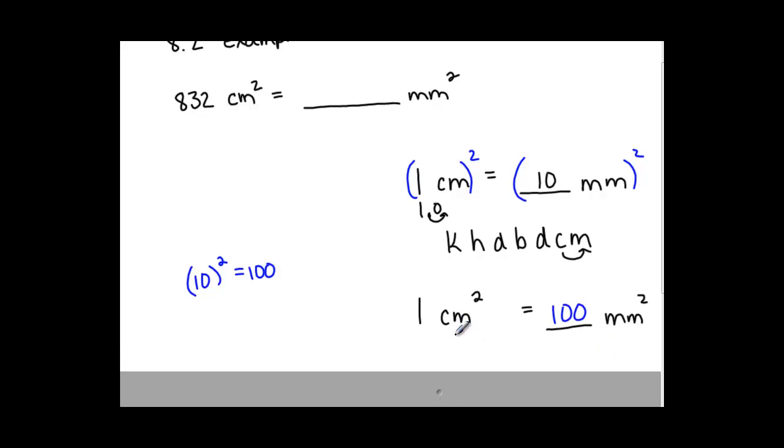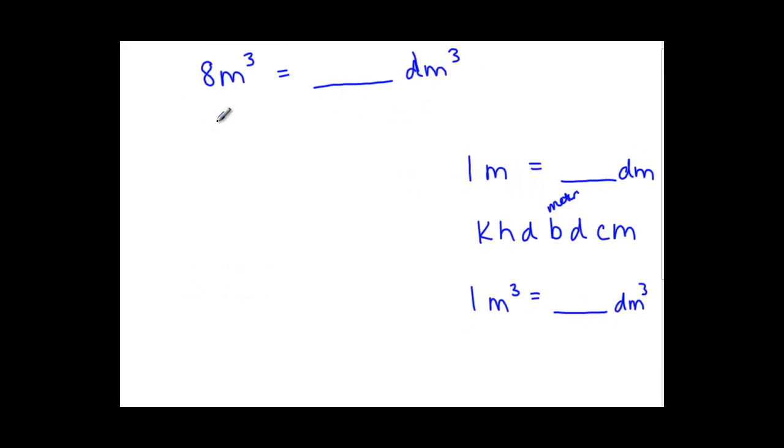So as I'm converting square centimeters to square millimeters, I would need to multiply by 100 or move the decimal place to the right 2. So in this example, if I multiplied it by 100 or moved the decimal place to the right 2, I would end up with 83,200. So 832 square centimeters is equal to 83,200 square millimeters.